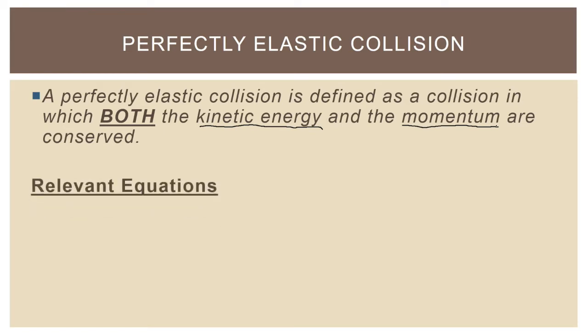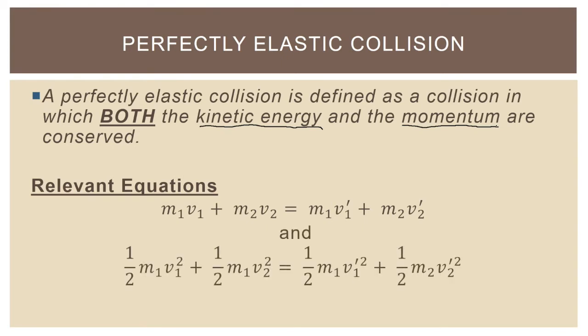That's very important. Now, of course, because both the kinetic energy and the momentum are conserved, that means the relevant equations are going to be conservation of momentum, m1v1 plus m2v2 equals m1v1 prime plus m2v2 prime, your standard conservation of momentum equation, and conservation of kinetic energy, 1/2 m1v1 squared plus 1/2 m2v2 squared equals 1/2 m1v1 prime squared plus 1/2 m2v2 prime squared. Take a second to pause this video here and write that down. And when you hit play, we'll move on.